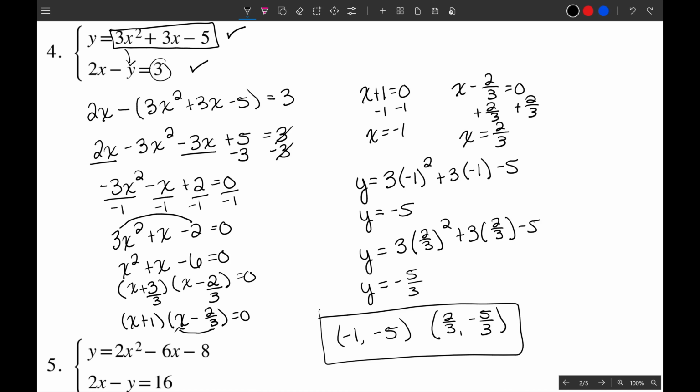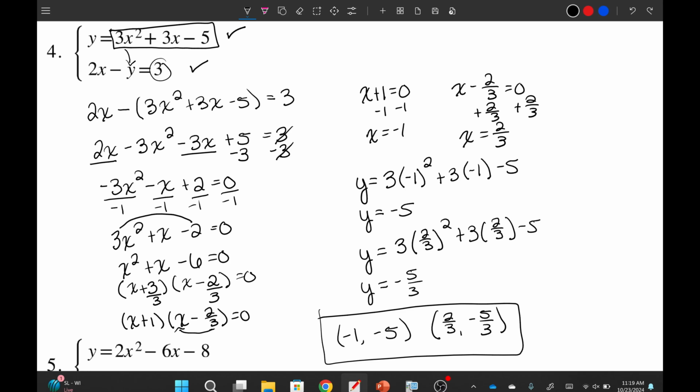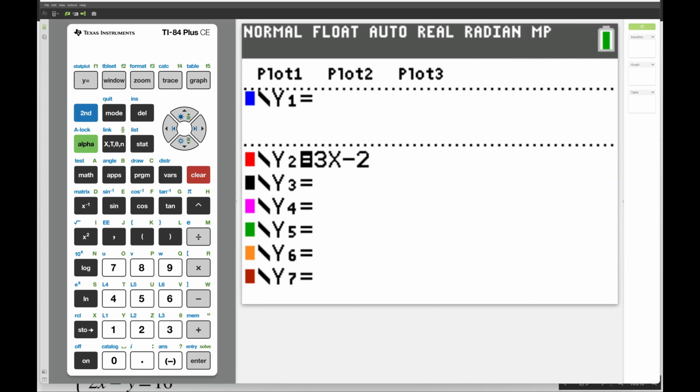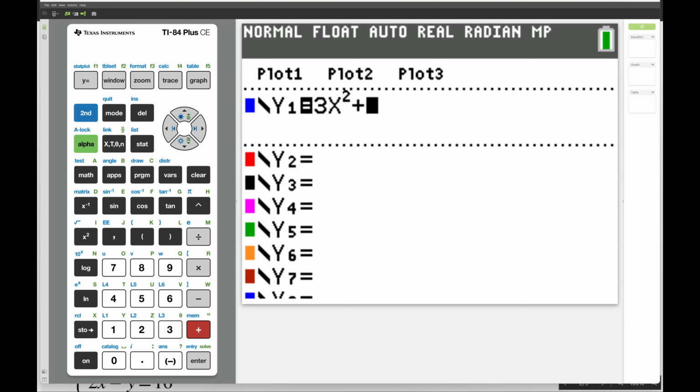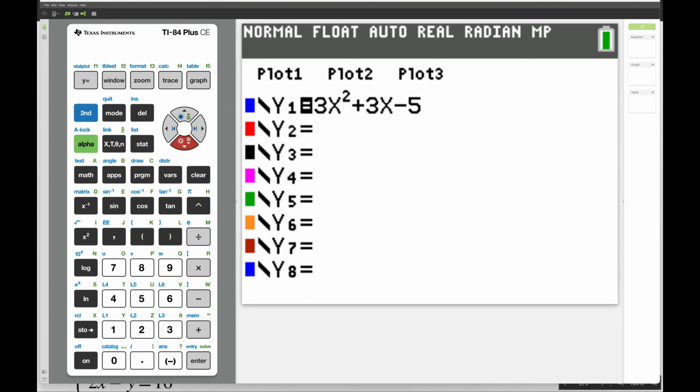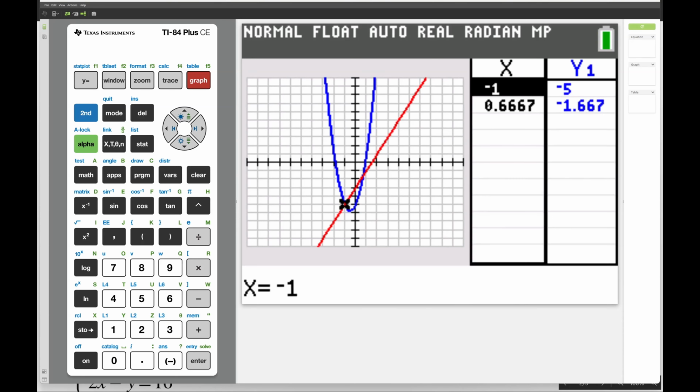Now, I could check those in my calculator, and I'm going to show you how to do that. So let's graph both of them. So I have 3x squared plus 3x minus 5. Now, the 2x minus y equals 3 is not solved for y, and if you want to graph something, you have to solve for y. So I solve for y. That gives me 2x minus 3. And then we're going to go and graph.